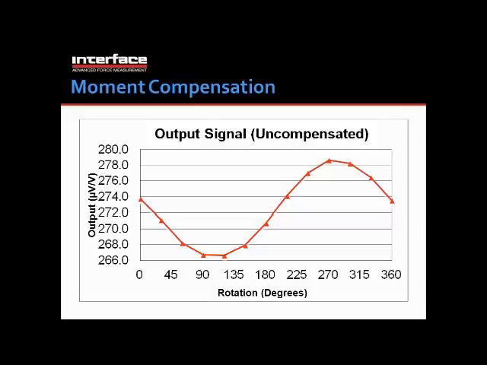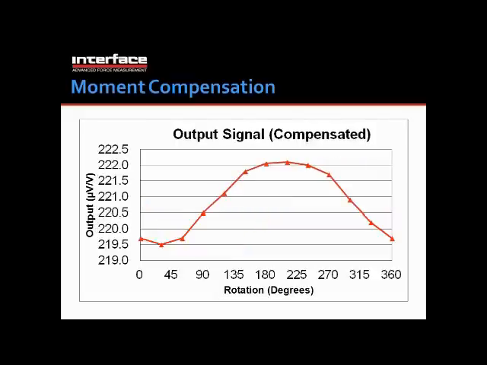And after the moment compensation is performed, what we have here is the same output signal, but now the difference between the upper values and the lower values is much lower. In this case, it is below 3 microvolts per volt. So now for any eccentric loads being applied to the load cell, the error induced into our signal is much lower.